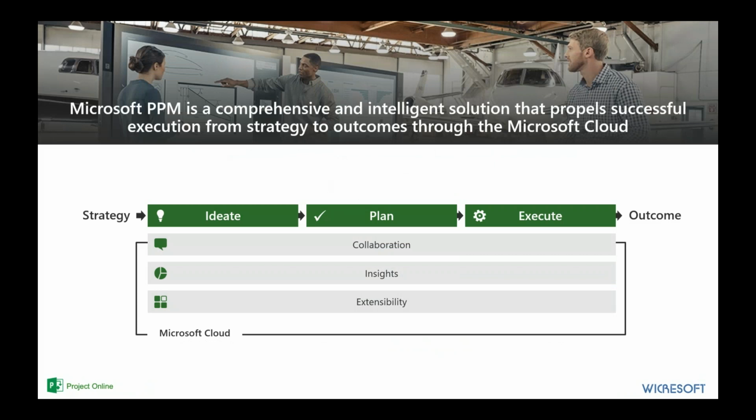So if we think about Microsoft Project Online, it's a solution developed and designed to help you deliver on business strategies through high impact outcomes. You can think of PPM with a simplified life cycle comprised of 3 phases. We'll call them ideate, plan, and execute.